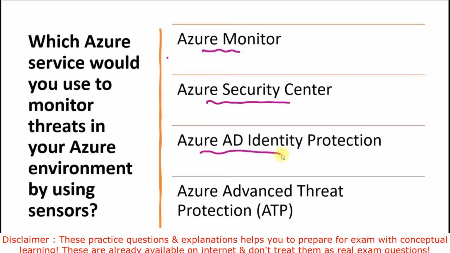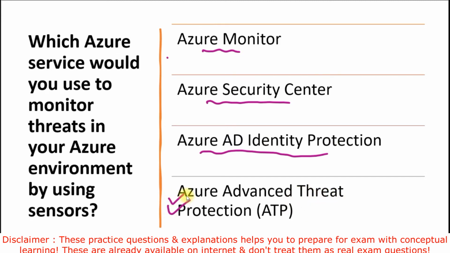When we talk about Azure AD Identity Protection, it mainly protects our identities like usernames and accounts, and we can also use multi-factor authentication under AD Identity Protection. So this is not the service which monitors threats. Lastly, we have Azure Advanced Threat Protection. Yes, that is the right choice for this question.